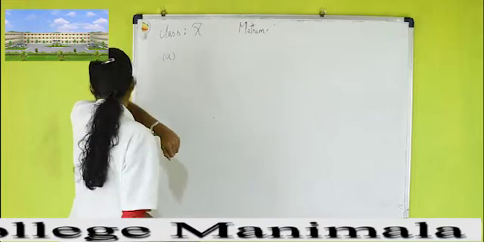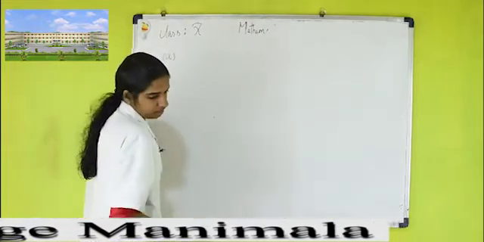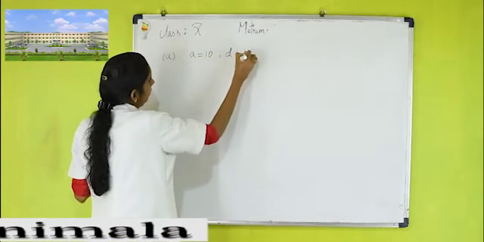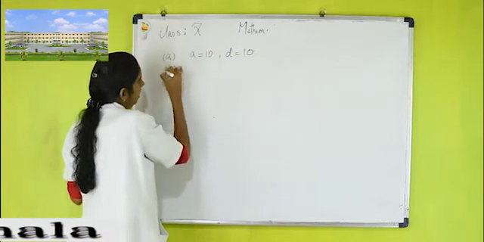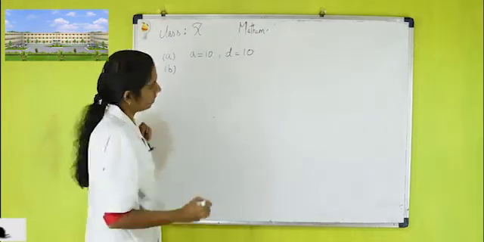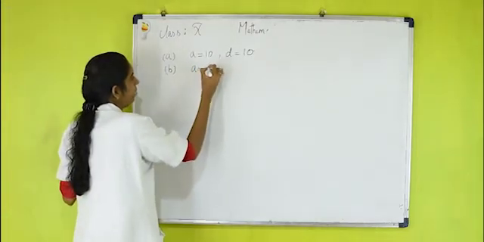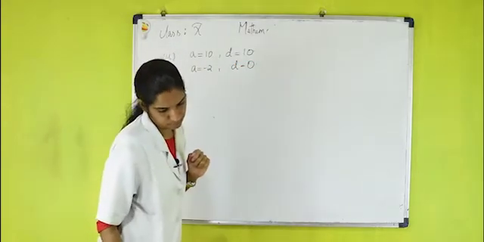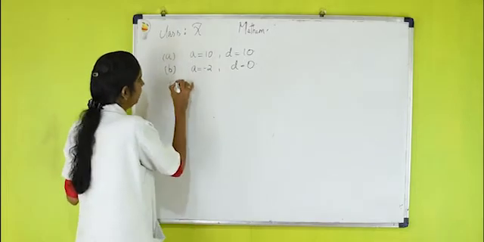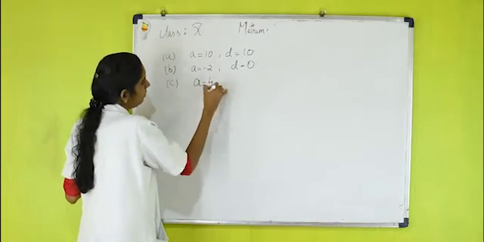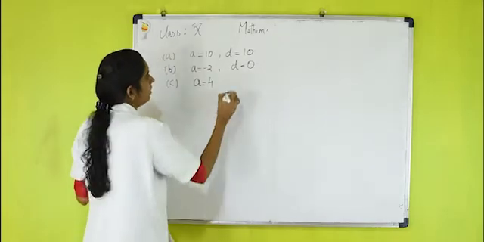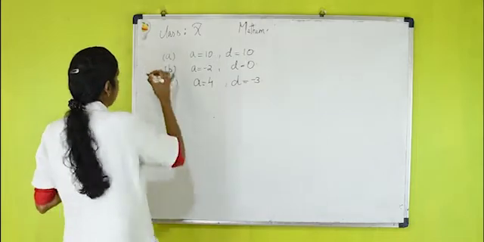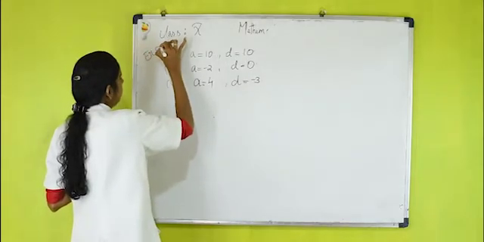Write the first one: A equals 10 and D equals 10. Second one: A equals minus 2 and D equals 0. Third question: A equals 4 and D equals minus 3. This is the question from exercise 5.1.